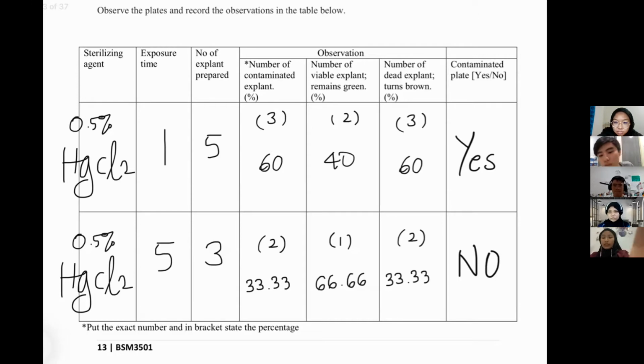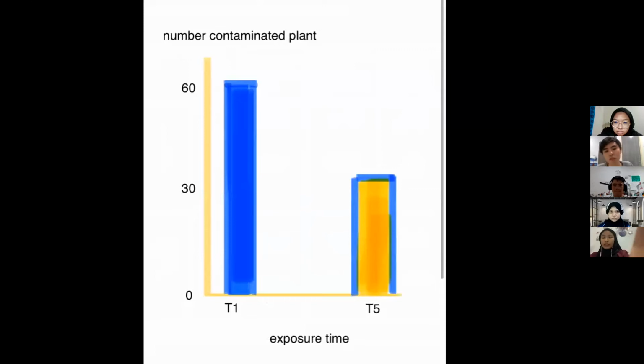So for the second question, which is the conclusion, I drew this, which says that the number of contaminated explant is higher if you use only 1 minute exposure time. Do you agree with my conclusion, or do you want to add something?